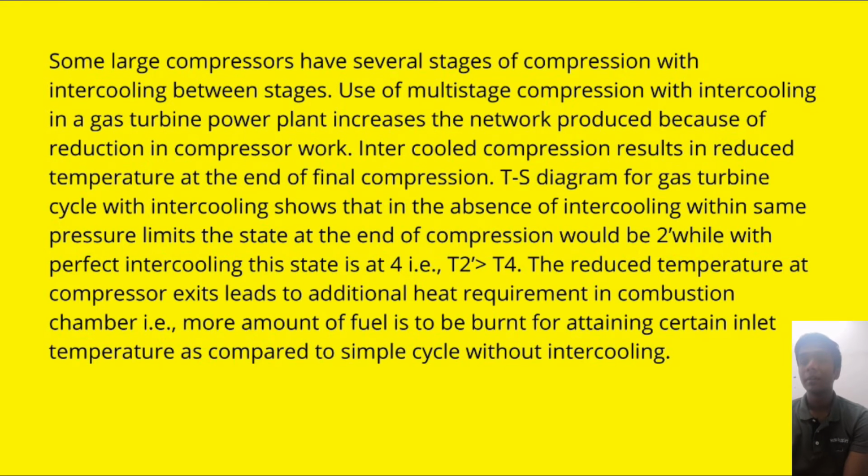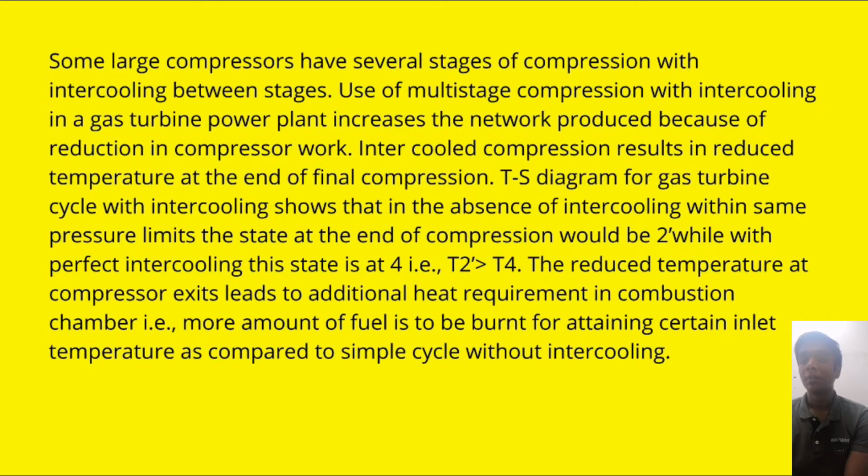Some large compressors have several stages of compression with intercooling between stages. Using multi-stage compression with intercooling in a gas turbine power plant increases the net work produced because of reduction in compressor work. Intercooled compression results in reduced temperature at the end of final compression. The TS diagram for a gas turbine cycle with intercooling shows that in the absence of intercooling within the same pressure limits, the state at the end of compression would be too high. With perfect intercooling, this state is at 4. As an example, T2 is greater than T4.